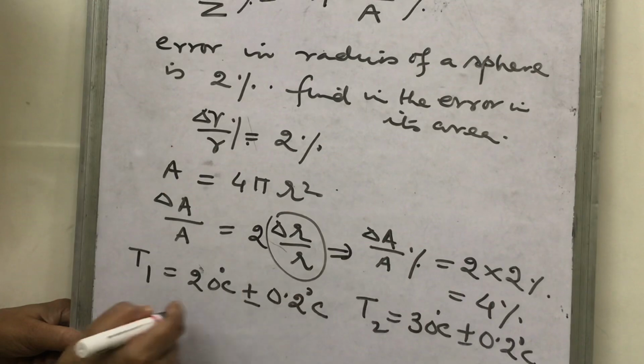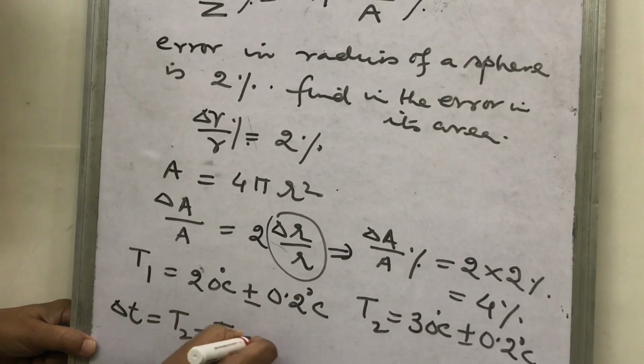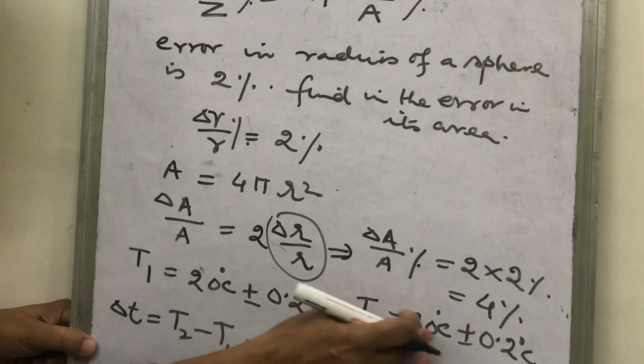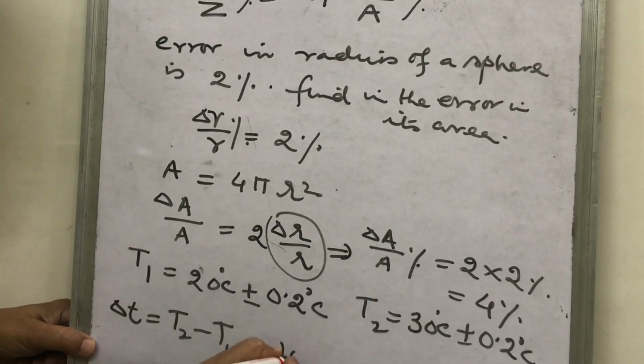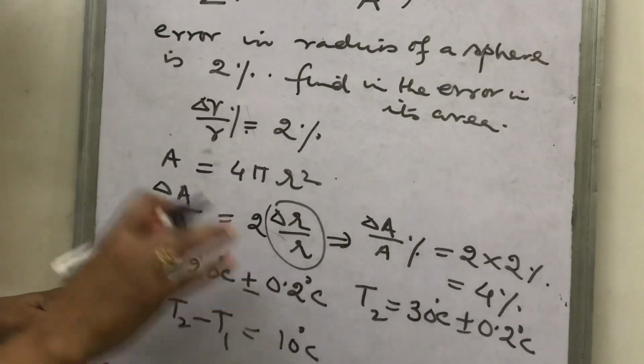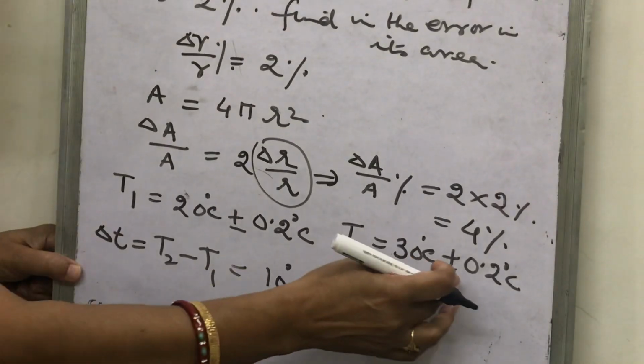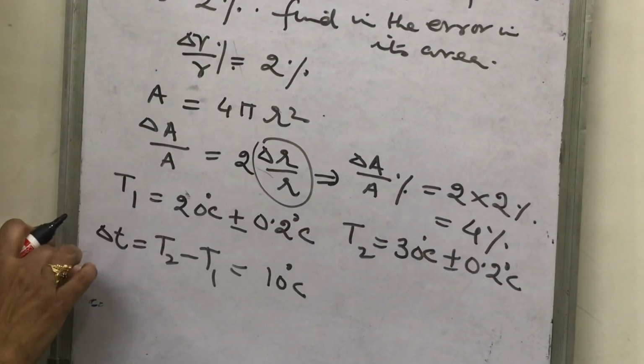Most of you know the difference is delta T equals T2 minus T1. Most of the students write 30 minus 20, 10 degrees Celsius, because 0.2 minus 0.2 is 0. This is wrong. What I am telling is that this error is always added.